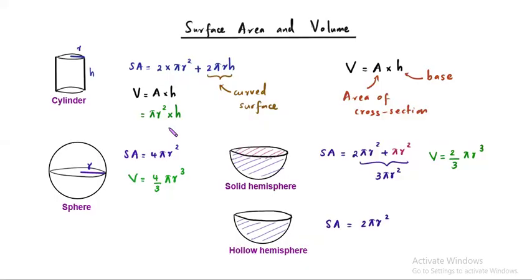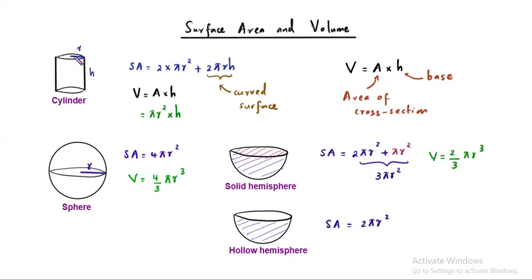The next set of formulas that are very important for us to keep in mind is the formula for the surface area and volume of cylinders. Now, when it comes to cylinders, this formula will not be given to us. It's very important that we keep this in mind.